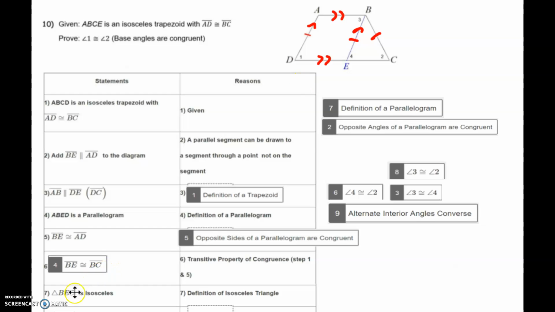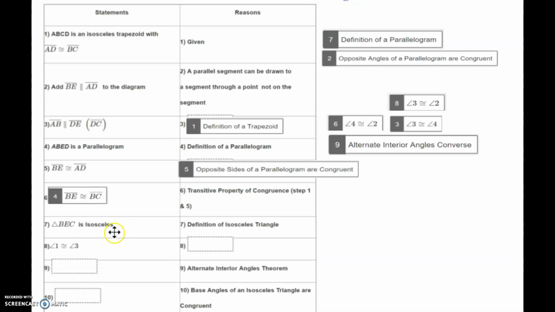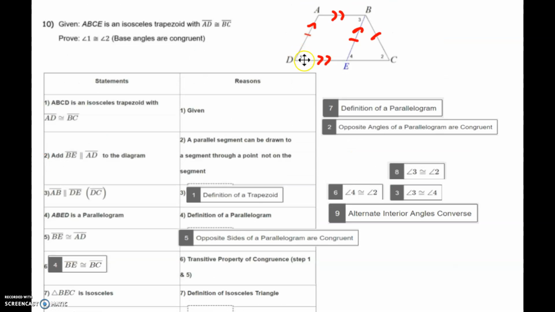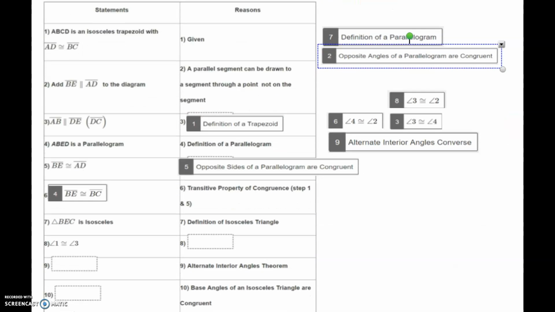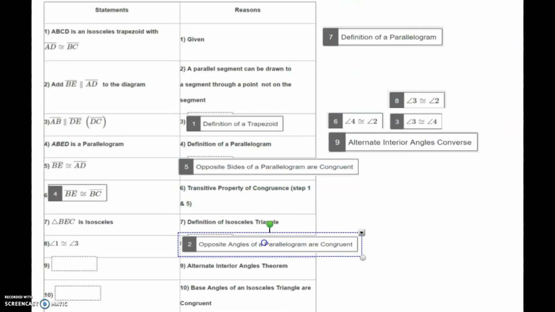So from that, we follow it with that this triangle, BEC, is isosceles, because we have those two congruent sides, definition of an isosceles triangle. So I've got an isosceles triangle. All right, where do we go next? In our proof, they say that angle 1 is congruent to angle 3. Well, if I look up here, angles 1 and 3, why would they be congruent? Well, remember we said this was a parallelogram, so opposite angles in a parallelogram are also congruent. That was one of our properties of parallelograms. So I can say opposite angles are congruent.